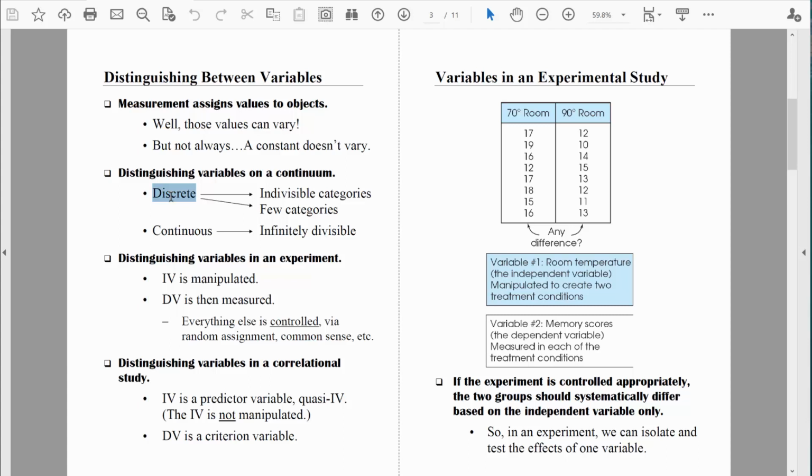We can contrast discrete variables with continuous variables. And I find continuous variables more fun. They are infinitely divisible.